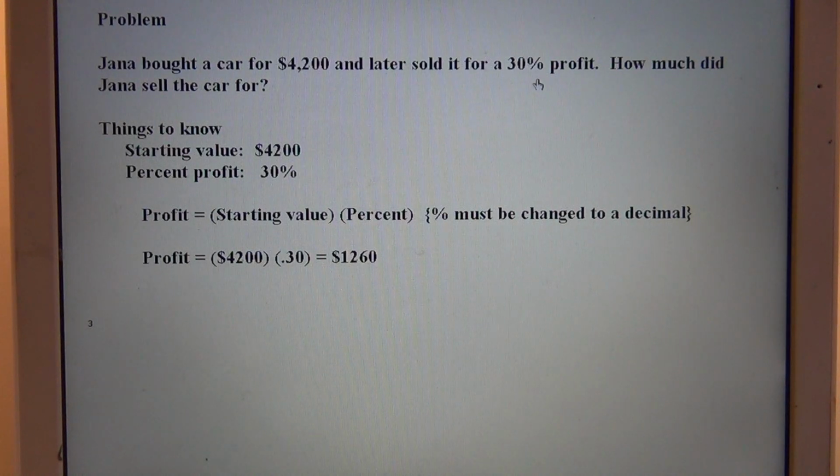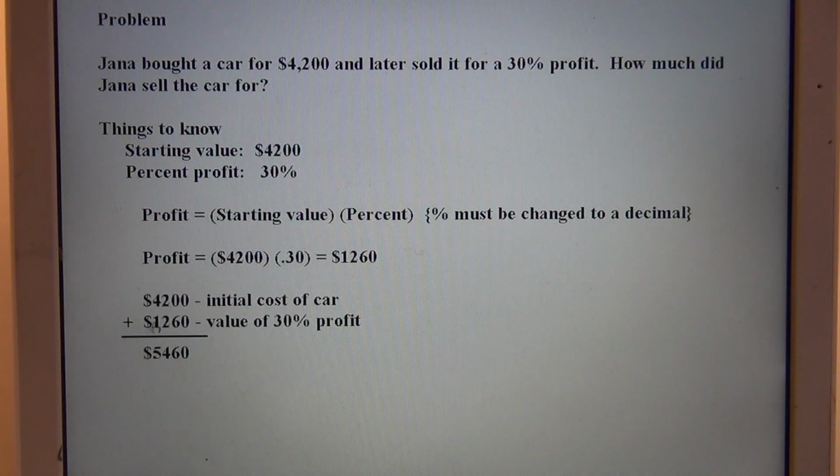Now, that is the profit, but she says, how much did she sell the car for? So she made a 30% profit on the initial cost. So we have to put the initial cost of the car, $4,200, plus the 30% profit, which we figured to be $1,260. So she sold the car for $5,460.